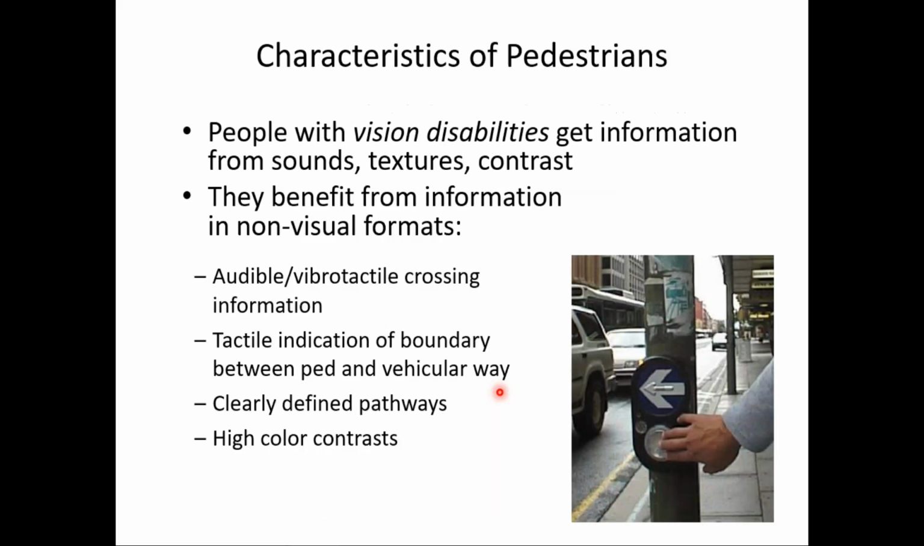People with vision disabilities get their information from sounds, textures, and contrast. I should have mentioned not everyone is legally blind. Another category of vision impairment are the low vision pedestrians, and they can see colors and contrasts. They just don't see detail very well, or maybe not see detail at all. So for people with low vision, contrast can be important.